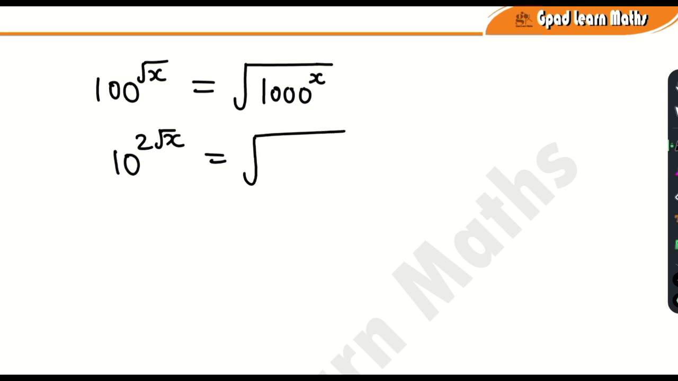The square root of what? 1000 will be 10 raised to power 3, because 10 raised to power 3 is 1000. So the exponent of 3 will get multiplied by the exponent of x. So here is what you have.